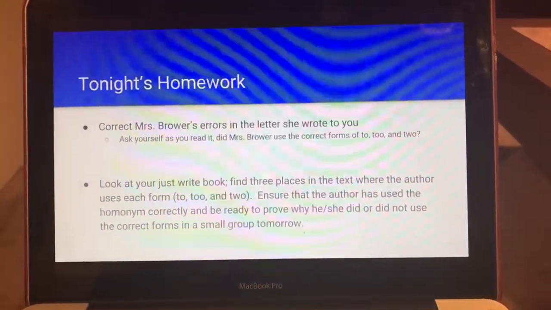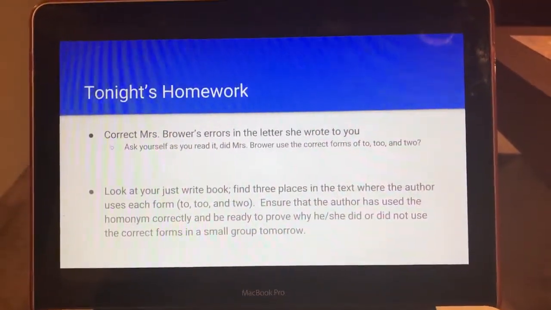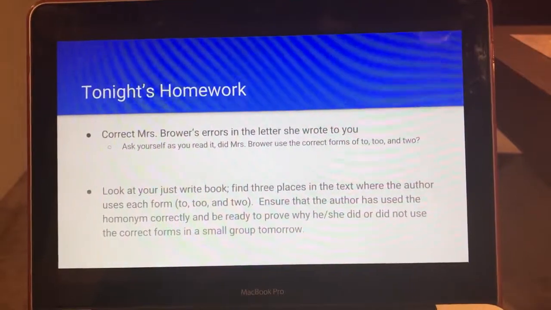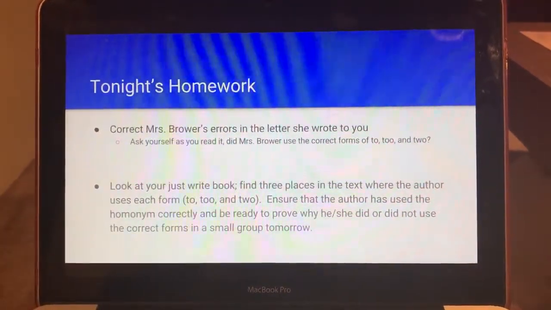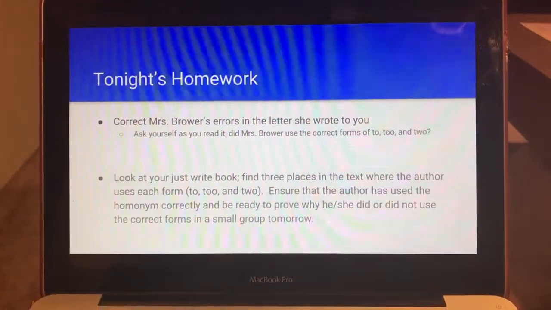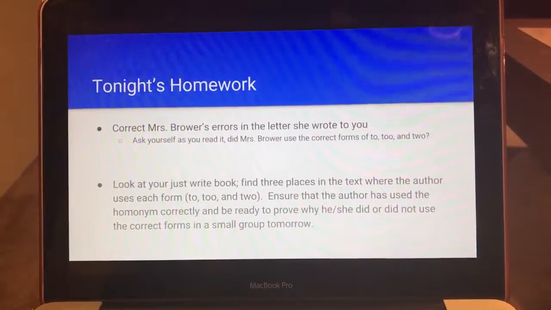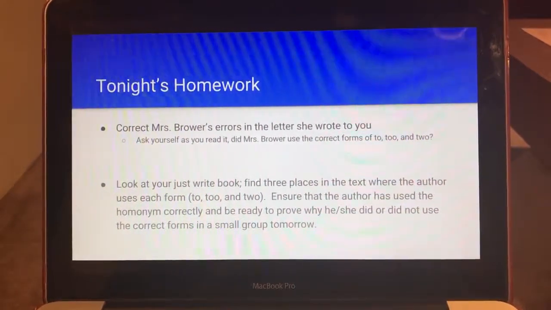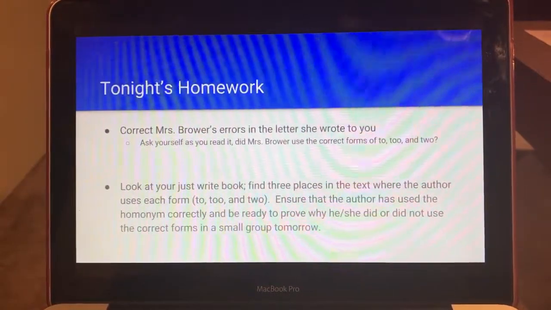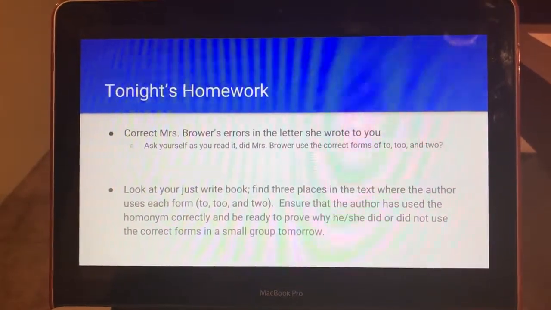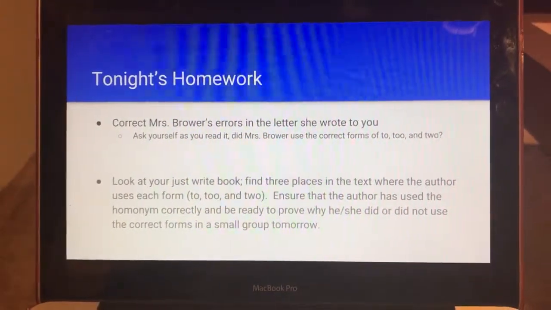As you move forward to tonight's homework, you will be doing the same thing. Okay? Step number 1, you will need to correct Mrs. Brower's errors in the letter she wrote you. A question that you might want to ask yourself is, did Mrs. Brower use the correct forms of to, too, and two? If not, please correct them. If you're not entirely sure, this Google presentation will be available to you, so head back and re-look at our definitions and examples. Sometimes the examples even help me, so I know they'll be helpful for you.